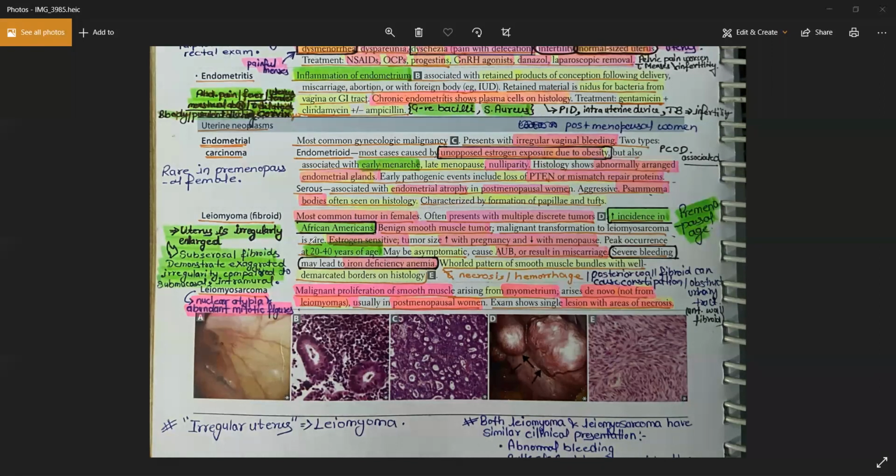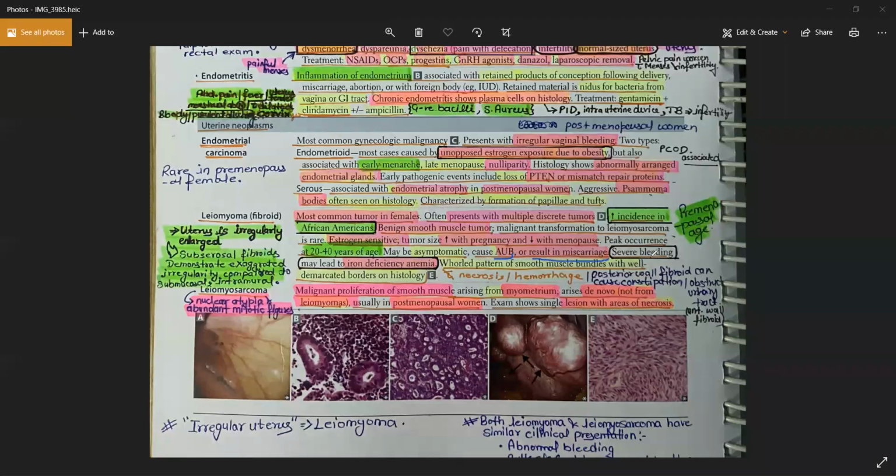This tumor is found in premenopausal females, or you can say reproductive age females. The most common tumor in reproductive age females is the leiomyoma. The condition could be asymptomatic. It could present with abnormal uterine bleeding if it is a subepithelial type. It can also result in miscarriage if it is again a subepithelial type.